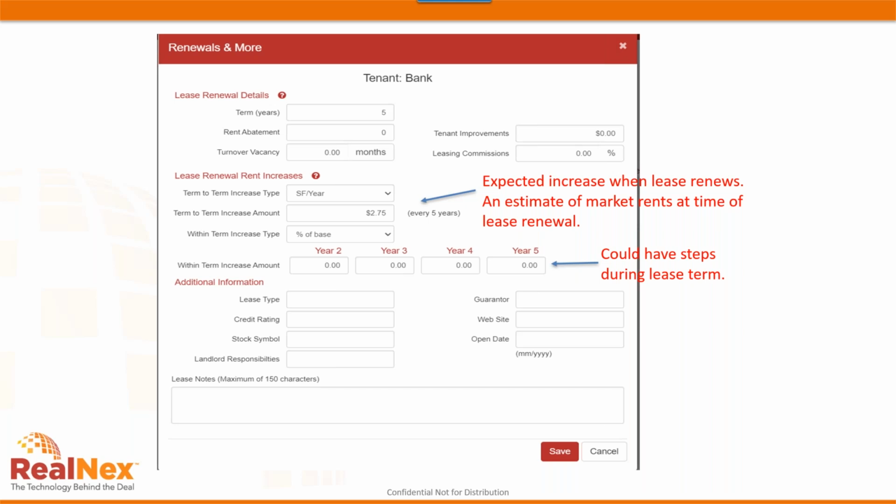Then we've got to put in the information that I've talked about on what's going to happen when a lease renews. So we're saying that it's going to renew in 5 years, and we're putting in an expected increase in the rent. So it's going to increase by $2.75 to give us our market rent when the lease comes up for renewal.